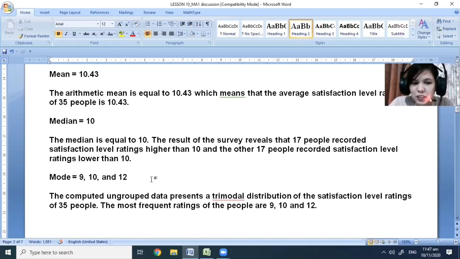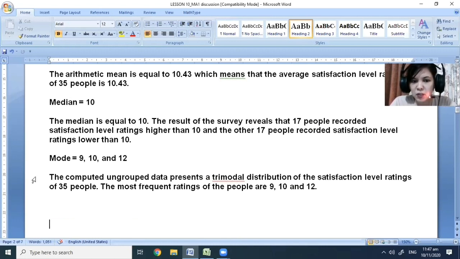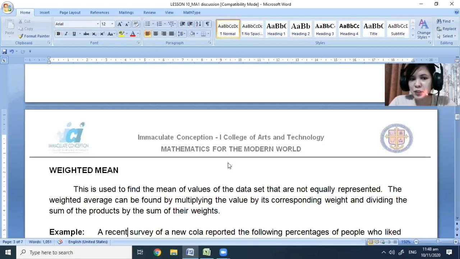For the mode, we have 3 answers for the mode: 9, 10, and 12. We can say now that the computed ungrouped data presents a trimodal distribution of the satisfaction level ratings of 35 people. The most frequent ratings of the people are 9, 10, and 12. Let's proceed to weighted mean.